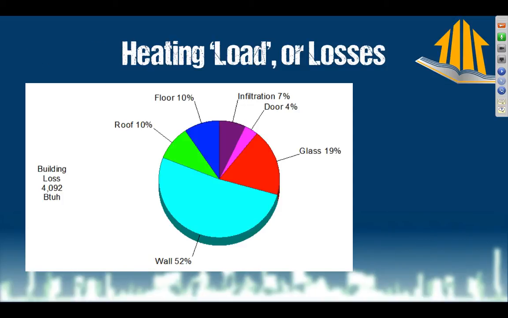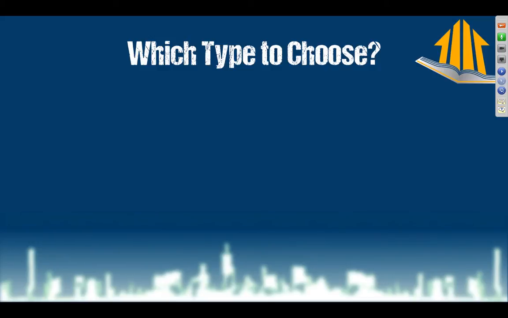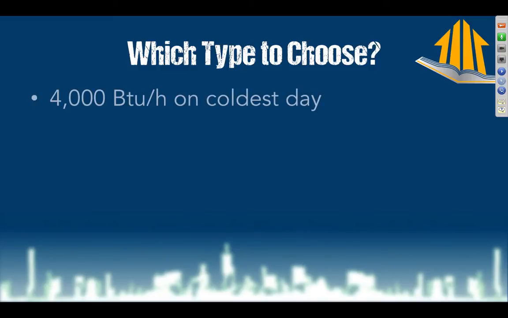Now, you can see in the pie chart also what's going on here. The walls are the biggest weakness, and it agrees. Both of those things are good. Now, which one of these things, the pellet stove, the fireplace, or the small heater, or even the electric, is which one am I going to have to choose?